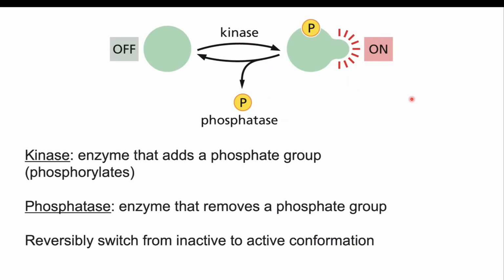In this image, we're looking at regulation of a protein, like an enzyme, through a kinase and a phosphatase. The circle image is trying to show you the inactive conformation of the enzyme, and this would be the active conformation. In this case, adding the phosphate group activates the enzyme and it's turned on. Removing the phosphate group inactivates it again.